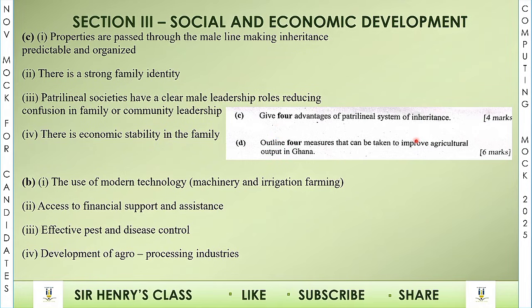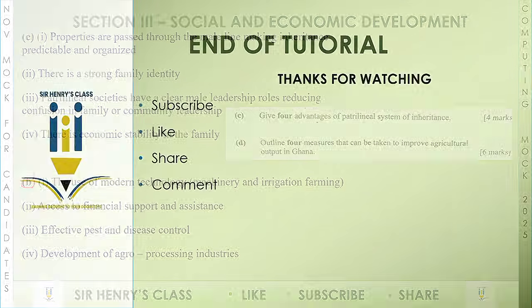So 5D says outline 4 measures that can be taken to improve agricultural inputs in Ghana. That's 5D. Alright. So 1, the use of modern technology, access to financial support and assistance, effective pest and disease control, so as to reduce post-harvest losses, and development of agro-processing industries to add value to our raw products.